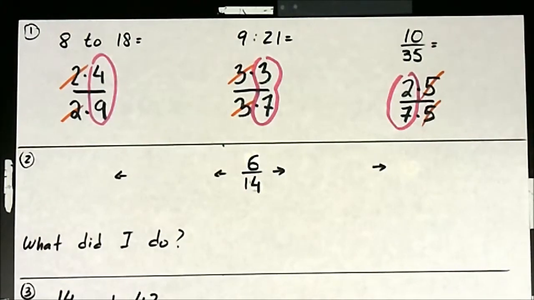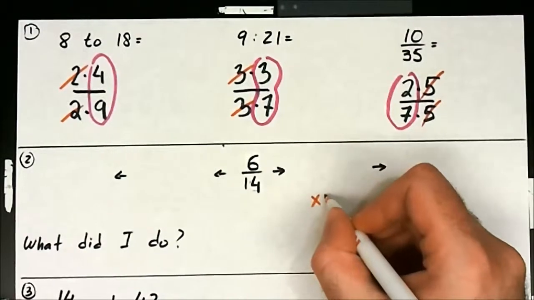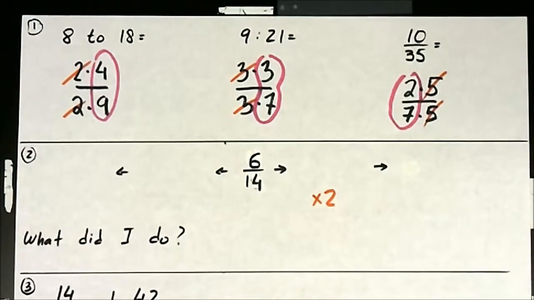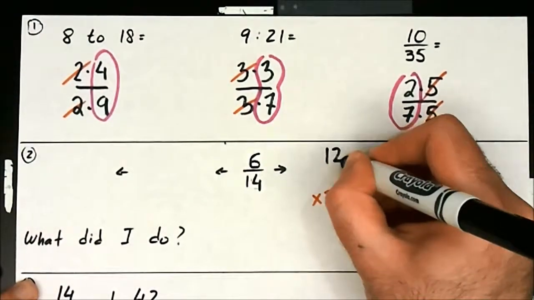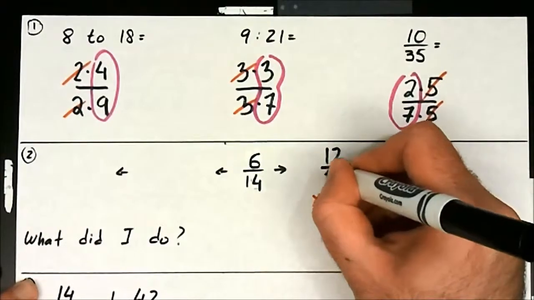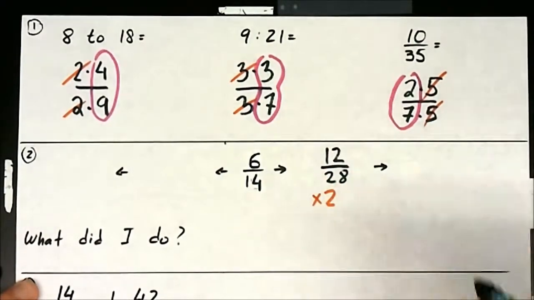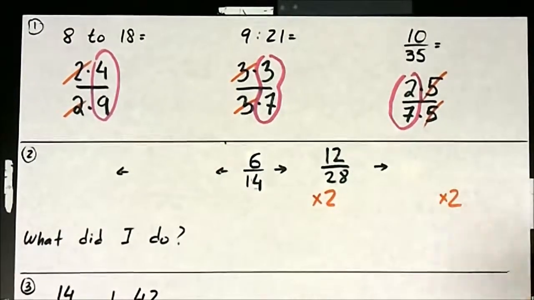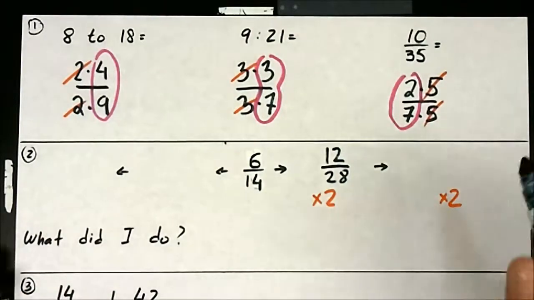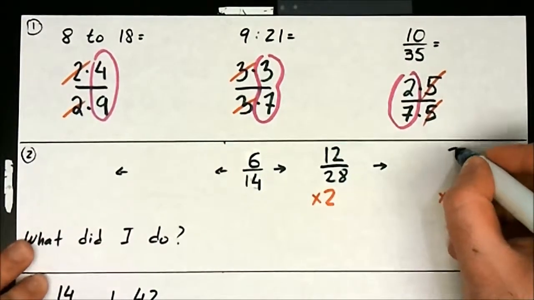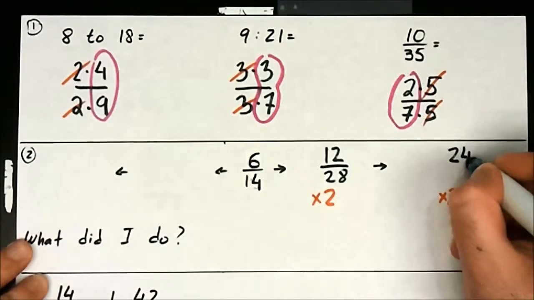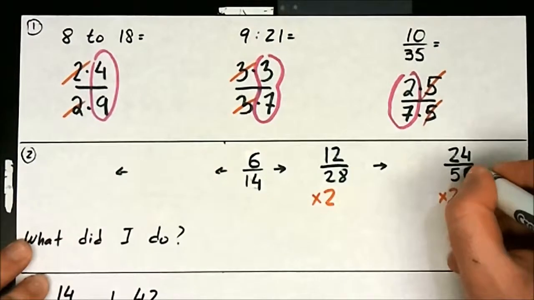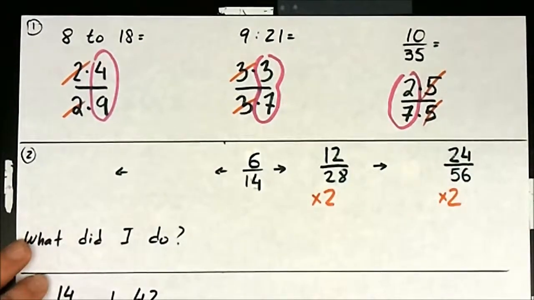So on the right side, I'm going to multiply by 2, both top and bottom, of course, which is going to give me 12 over 28. And then I want to multiply by 2 again, or double, which gives me now 24. And on the bottom, if my math is correct, that's 56. So those are the 2 that were larger.